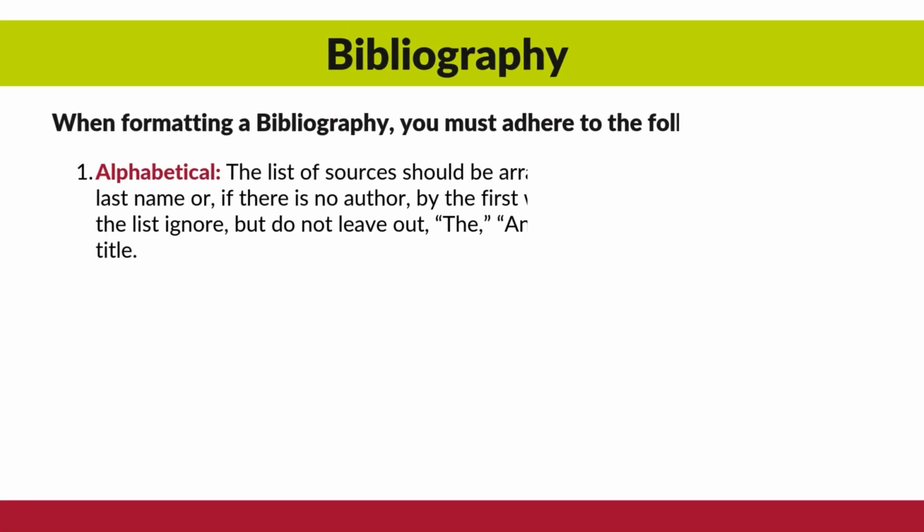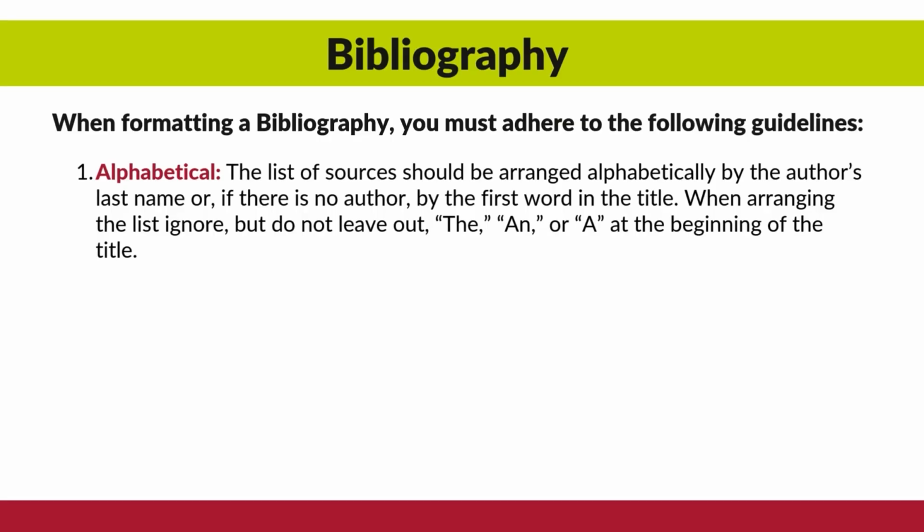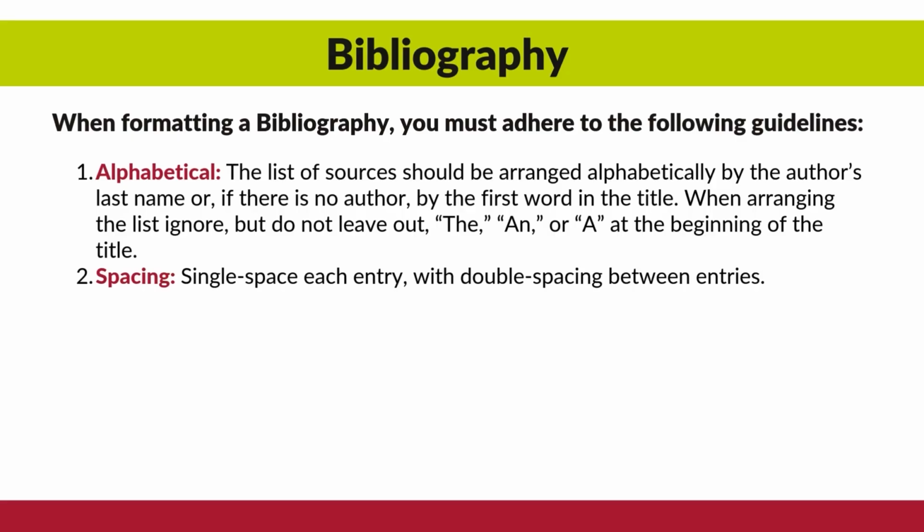When formatting a bibliography page, you must adhere to the following guidelines. The list of sources should be arranged alphabetically by the author's last name, or, if there is no author, by the first word in the title. When arranging the list, ignore, but do not leave out, the, an, or a at the beginning of the title. The bibliography is single-spaced as opposed to the rest of the document. Additionally, there are 2 line breaks between bibliography and the first source. However, there is only a single line break between the remaining entries.